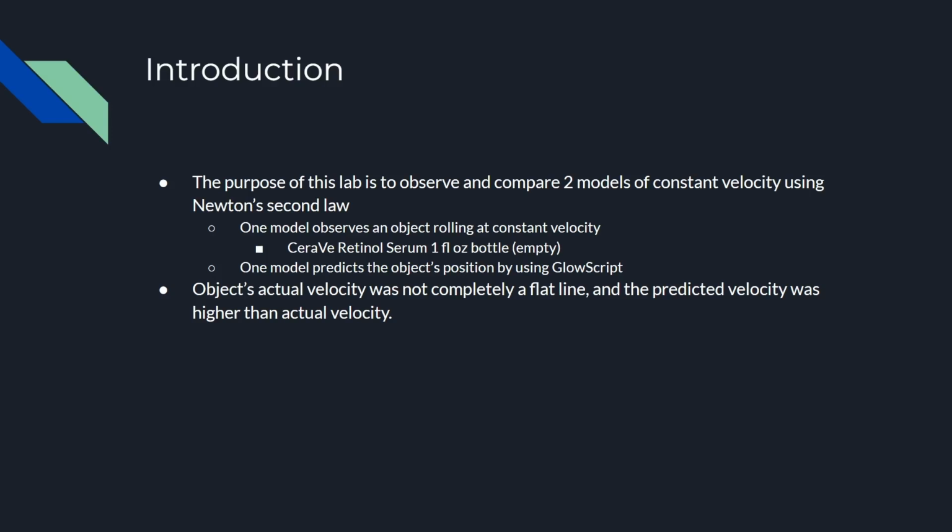The purpose of this lab is to observe and compare two models of constant velocity using Newton's second law. The first model, which I recorded, uses an empty CeraVe 1 fluid ounce bottle. I rolled it across a table with constant velocity, and for the other model I tried to predict the object's position by using GlowScript code. Here is a brief overview: the object's actual velocity was not a completely flat line, and the predicted velocity was higher than the actual velocity.